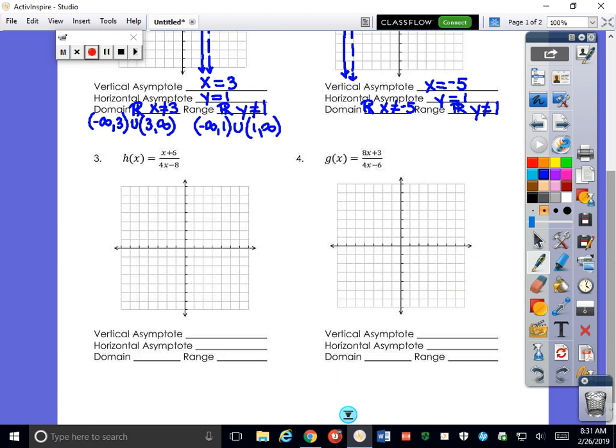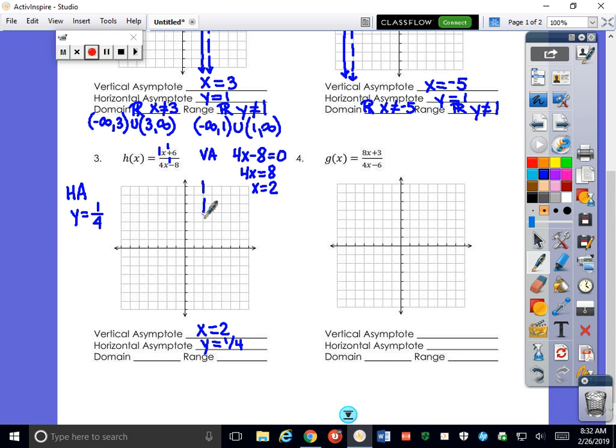Okay, number 3. For my vertical asymptote, I have to set the denominator equal to 0. So this is going to be 4x equals 8, and so x is going to be equal to 2. So I have a vertical asymptote at x equals 2. If I look at the degrees again, they're both 1. So for my horizontal asymptote, I'm going to have to go to the leading coefficients, which is 1 over 4. So my horizontal asymptote is going to be at y equals 1/4.